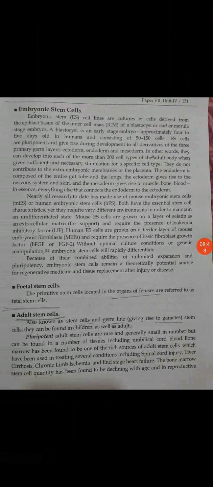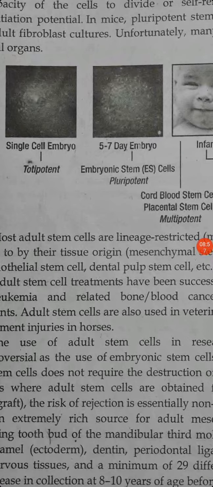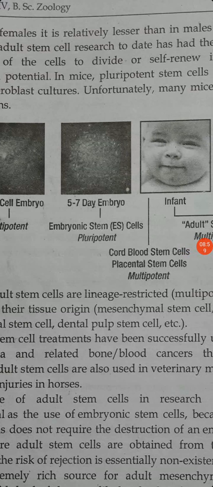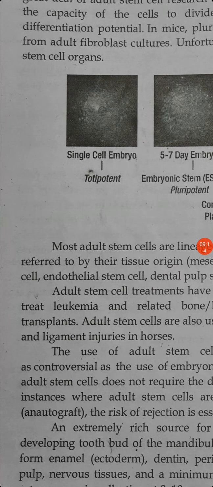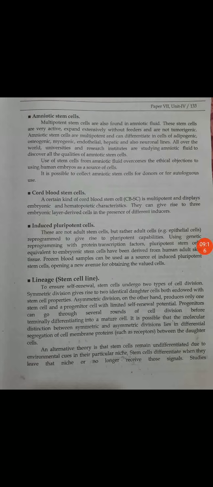Now you will get the idea. See here: single cell embryo, five to seven days embryo, infant and the adult. So from all these stages we get the stem cell. Now this is too long a lecture, so we have to say the next one, that is the amniotic stem cells.